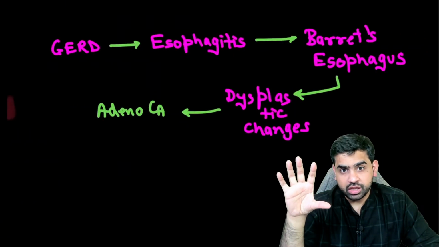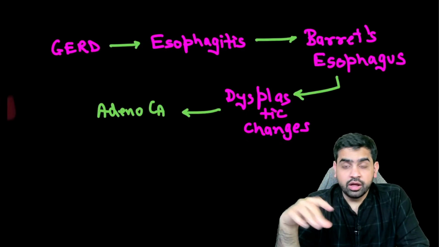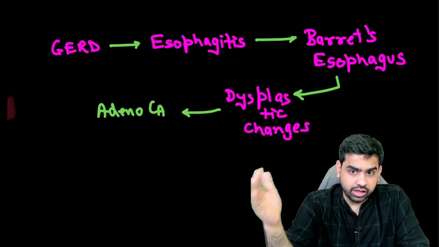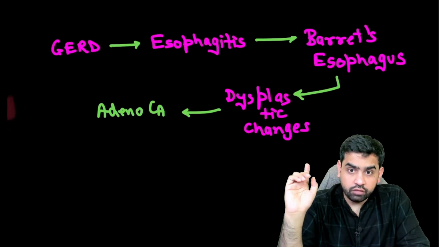Now the problem with the GERD is that it might lead to the esophagitis. What is the name of the classification system which you have for the esophagitis? It is the Los Angeles classification. Okay, so the Los Angeles classification is there for the esophagitis.